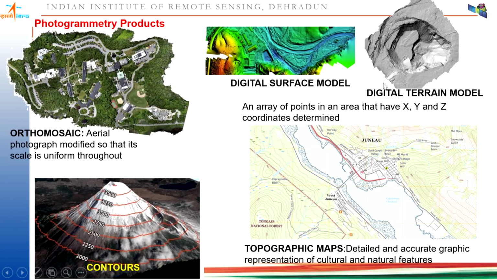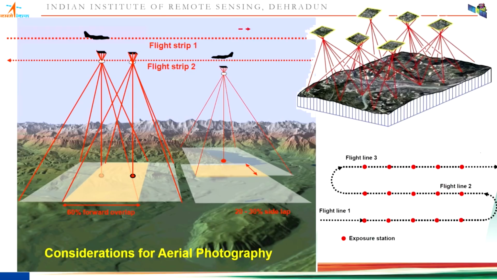Now what is a digital elevation model? It is an array of points in an area that have x, y and z coordinates. So for each and every point, x, y and z coordinates are there. Ultimately, you can generate topographic maps out of it, which are detailed and accurate graphic representations of cultural and natural features of the ground. You can also generate the contours from photogrammetry. The same contours can be put here on the topographic map. So these are some products of photogrammetry.